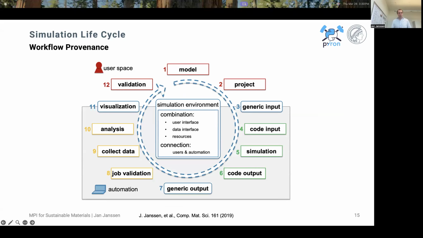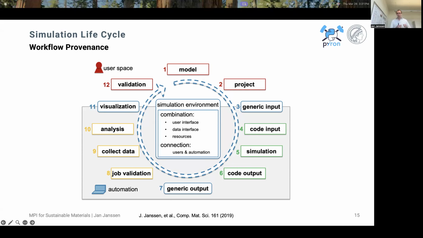On a more abstract level, right, so that's what we show here in terms of the simulation life cycle. We as scientists, we have a model system in mind. Right? And based on this model system, we would define a hypothesis that we want to address. Right? So this might be our project. We want to validate or falsify our hypothesis. And we would do this in terms of generic input, as shown here with the blue box number 3. And everything in the gray box is really where the pyiron framework takes over.